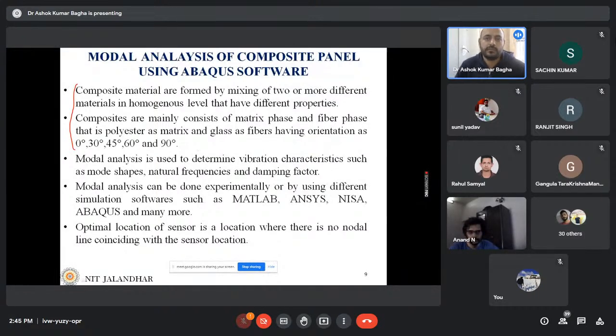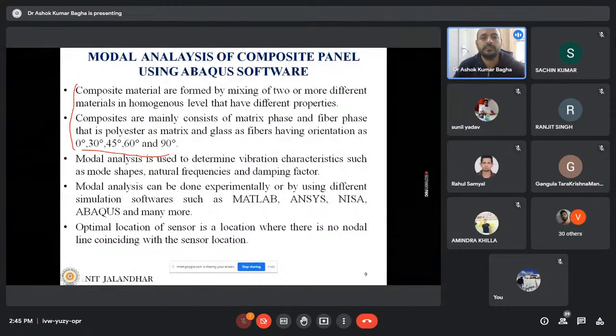So the fibers can be reinforced in the matrix with different orientations: 0 degree, 30 degree, 45 degree, 60 degree, and 90 degree. So our objective is to find out the natural frequencies and mode shapes when the fibers are oriented at these different orientations. One question you can ask yourself is, does the orientation have any effect on the modal behavior of the structure? Can it have an effect on the natural frequency of the system?